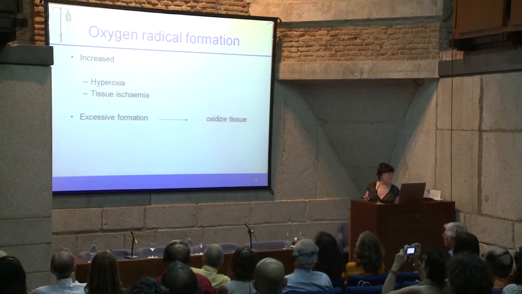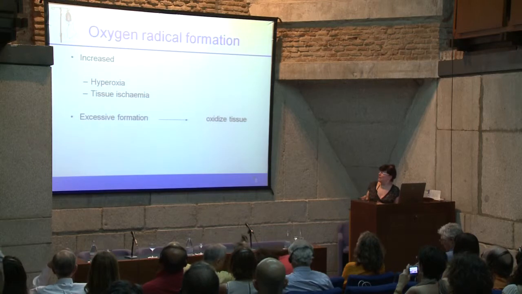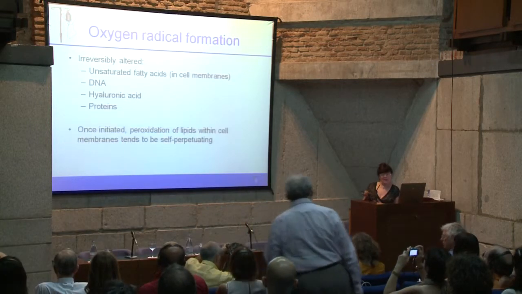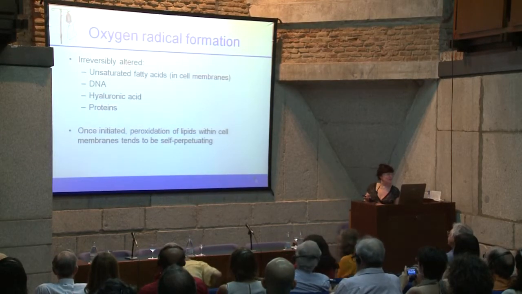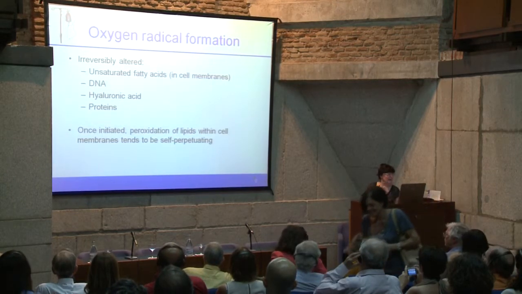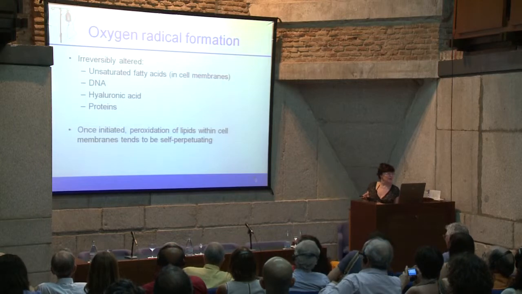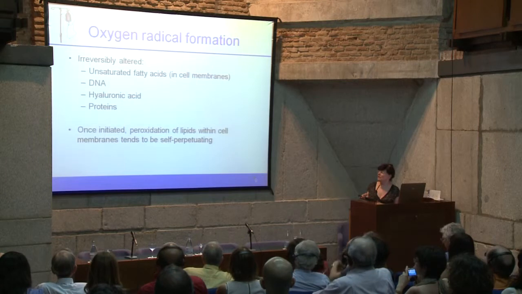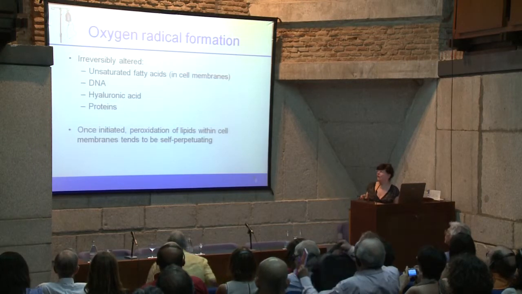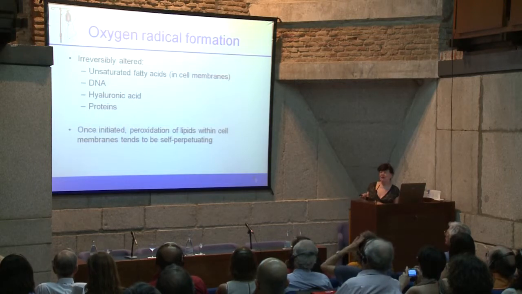So oxygen radical formation is increased in hyperoxia, tissue ischemia. Excess formation will oxidize tissues. And we have to be aware that although all those enzymes were so clearly elucidated for us, the oxidation of tissues results in quite a lot of damage to the tissues, because we can get unsaturated fatty acids in cell membranes, DNA, hyaluronic acid, and proteins, which, if they are oxidized, are irreversibly altered. And once initiated, peroxidation of lipids within cell membranes tends to be self-perpetuating. And Dr. Marty Paul attests to this because he's talked about peroxidation and it being an upregulating part of the NO/ONOO cycle.